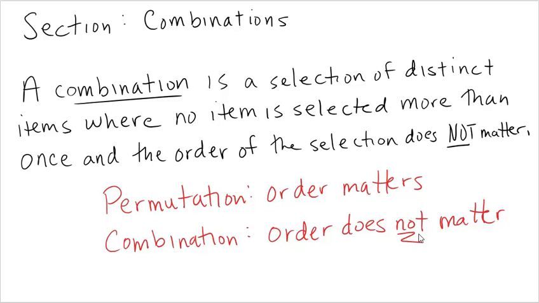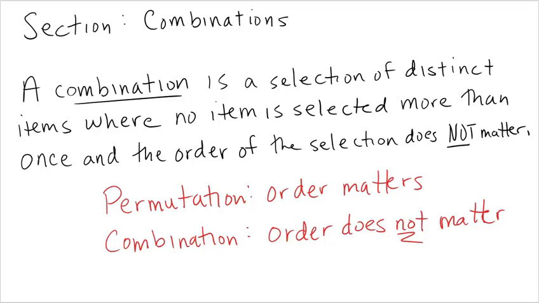If you buy Doritos and then Fritos and then Lay's, that'd be exactly the same as if you bought Fritos and then Lay's and then Doritos. The order in which those get scanned doesn't matter. You have the same 3 bags of chips. And so that would be a combination where the order doesn't matter.